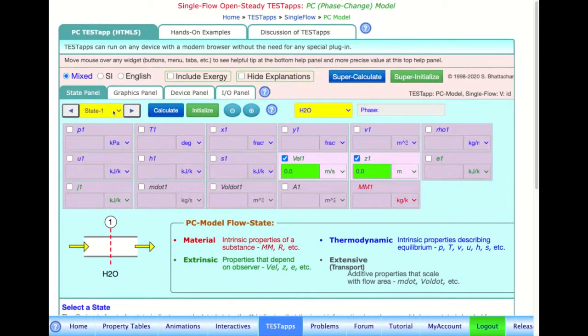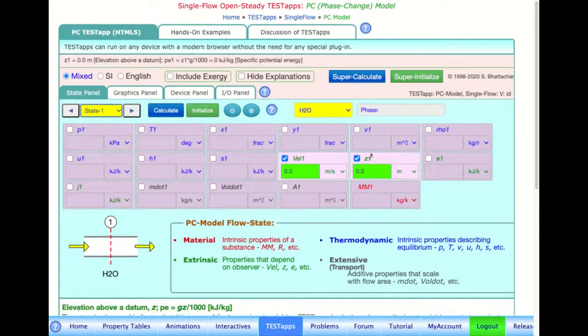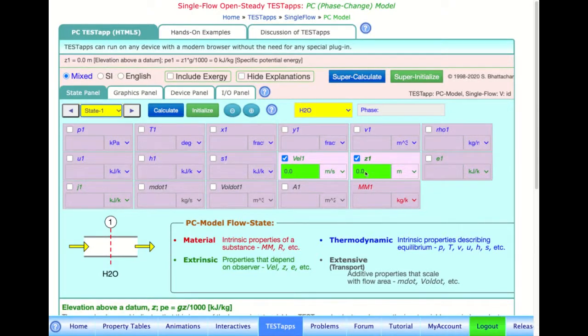It also defaults to state 1. In this particular problem, we're going to have state 1 and state 2. State 1 will be the input, state 2 will be the output. And so once we then specify, you'll notice that of the various states, the velocity and the height, or the position, the data from the datum, are also specified in green. Anything with 0 velocity and 0 height.